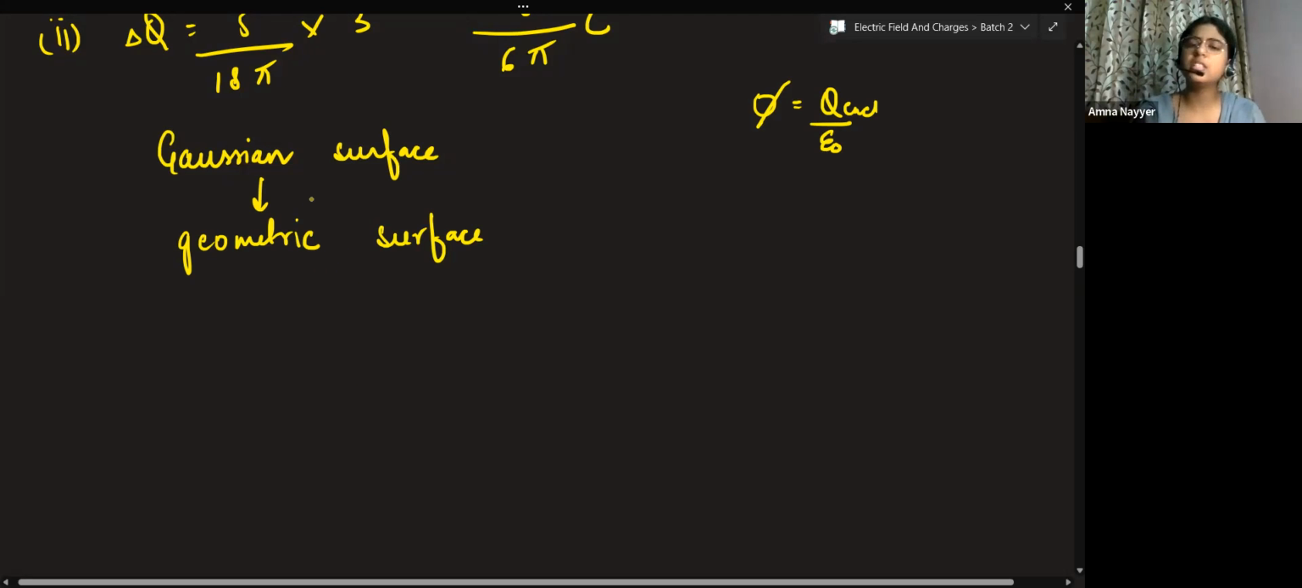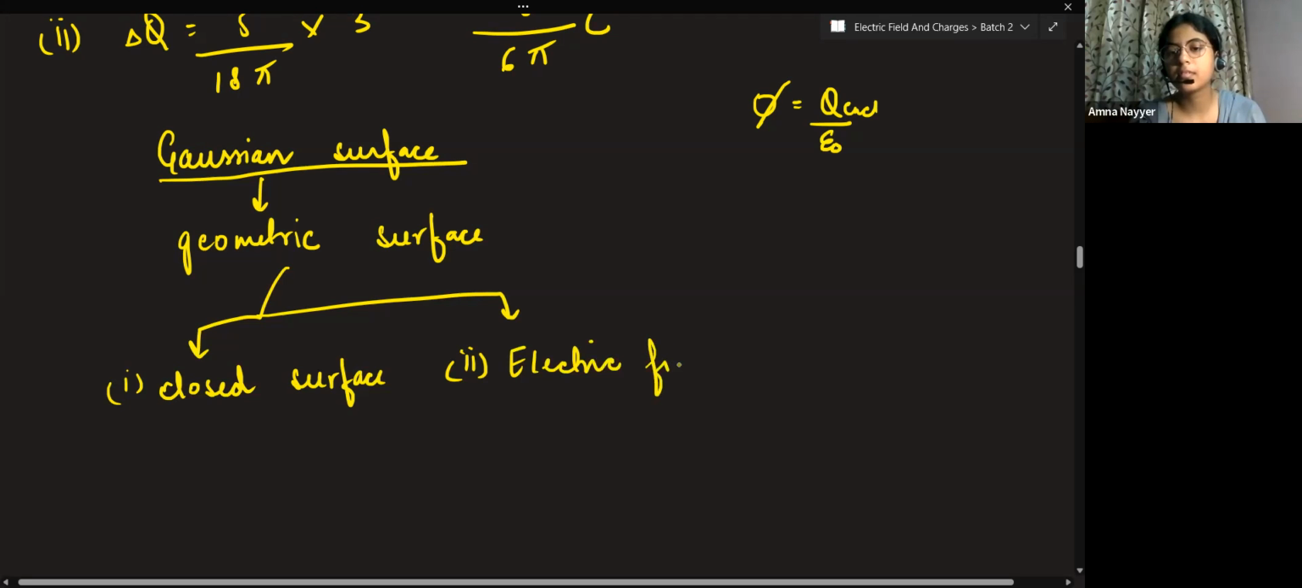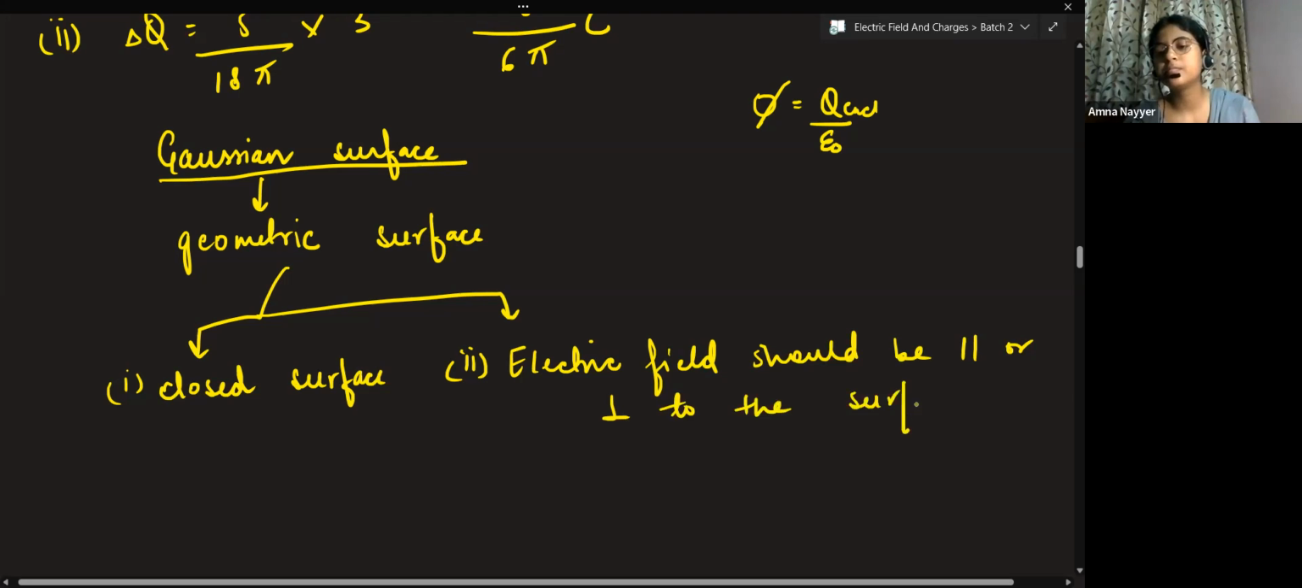There are two conditions for a surface to be considered a Gaussian surface. The first condition says that it has to be a closed surface. The other condition says that the electric field should be parallel or perpendicular to the surface.